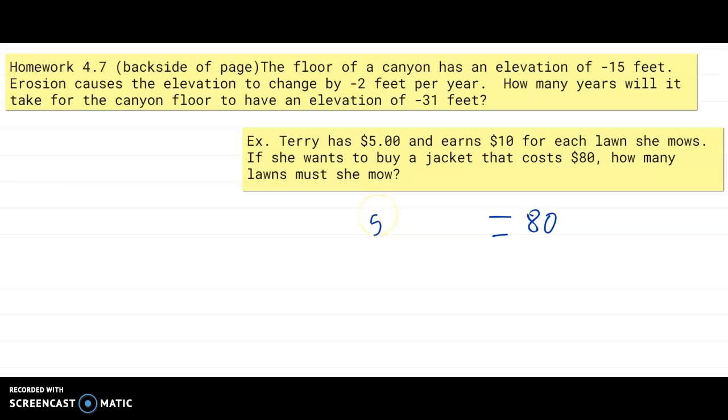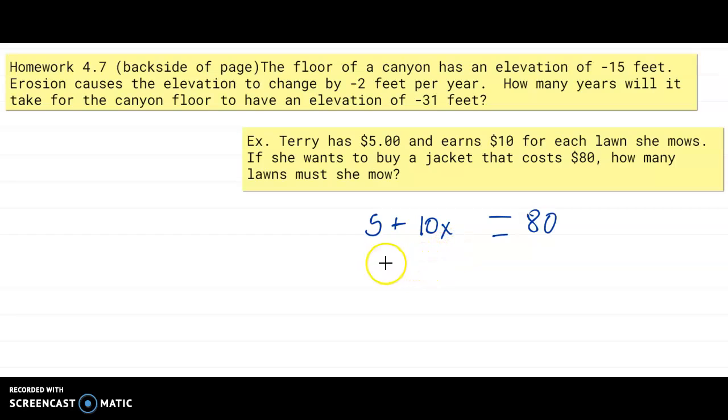So she already has $5, and then she's going to add that to the amount of money she earns, which is $10 a certain amount of times, but we don't know how many times. We know it's $10 some amount of times. We're going to multiply 10 times some amount. So I'm going to multiply 10 times x, meaning she has $5 plus $10 x amount of times. We have to figure out how many times she needs to earn $10. So we're going to solve for x.